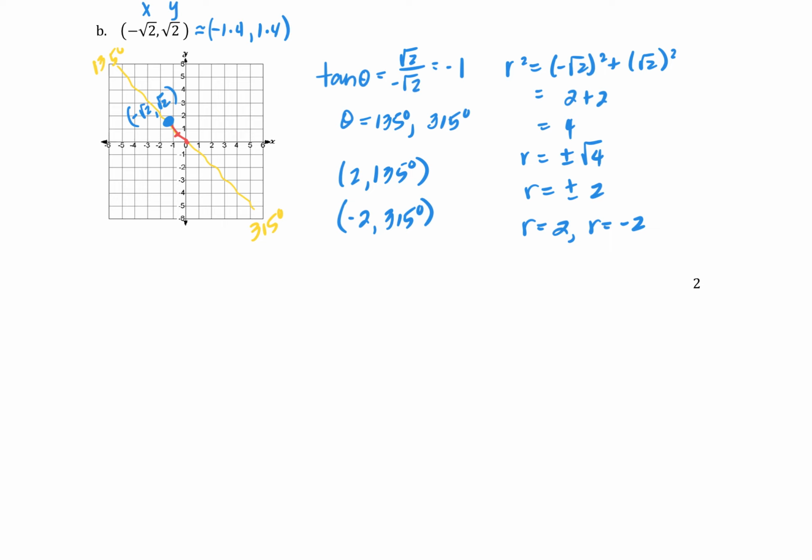So if I go 2 units towards 315, that would be a positive r. So what I'm going to do is go to 315 and go in the opposite direction, and then I'll get to that same point, negative square root of 2, positive square root of 2.